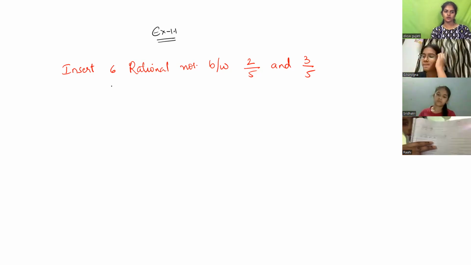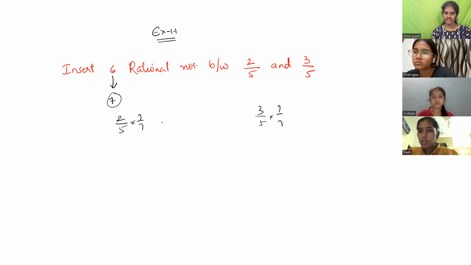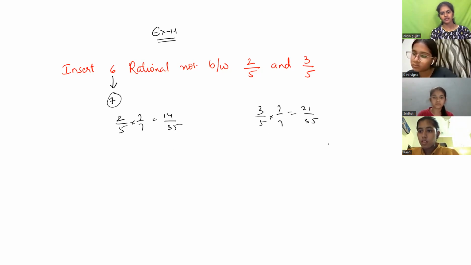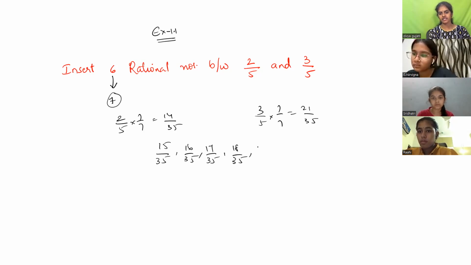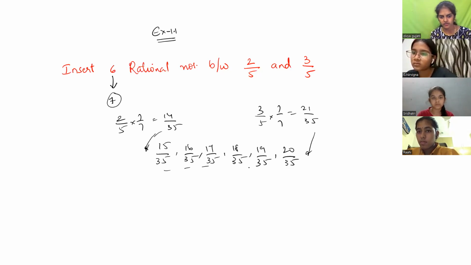Well done, people. So basically six rational numbers. So I'll have to take 7. So I multiply 2 by 5 with 7 and 3 by 5 also with 7. Multiply and divide. So I get 14 by 35 and here 21 by 35. So between 14 by 35 and 21 by 35, I have 15 by 35, 16 by 35, 17 by 35, 18 by 35, 19 by 35, 20 by 35, and 21 by 35 is anyways there as the extremes. So 1, 2, 3, 4, 5, 6. So 6 rational numbers are done. Okay, this was only one model which we learned yesterday from exercise 1.1.